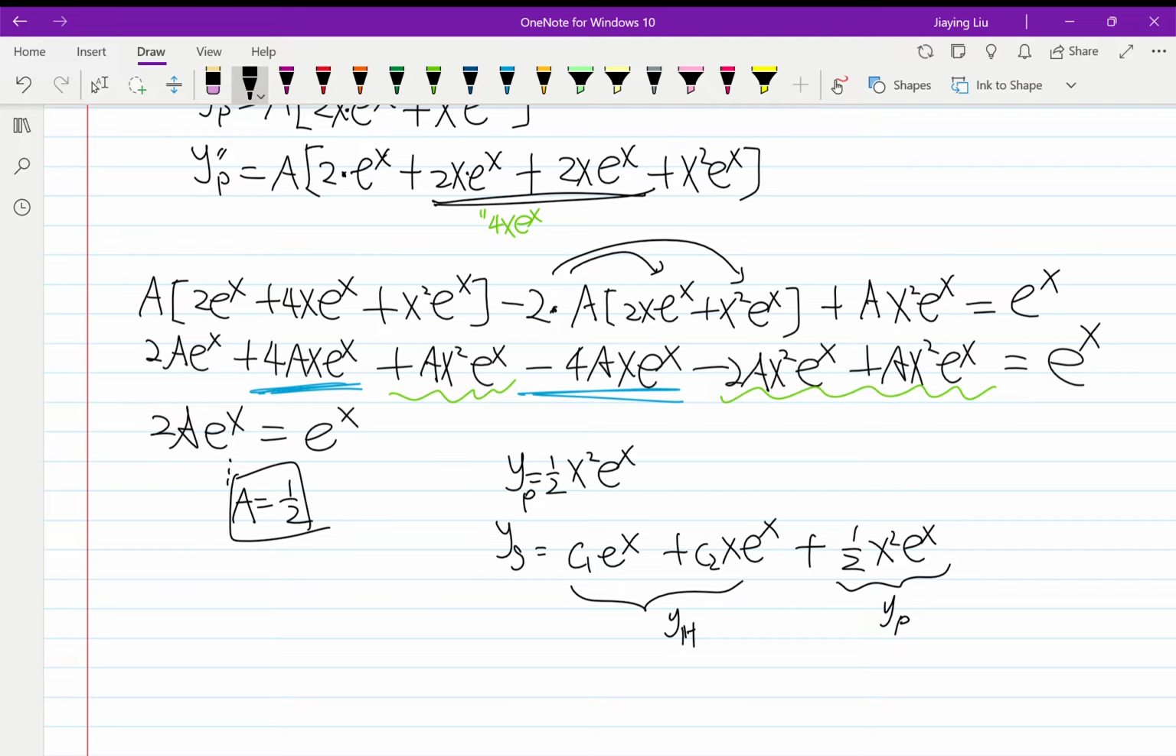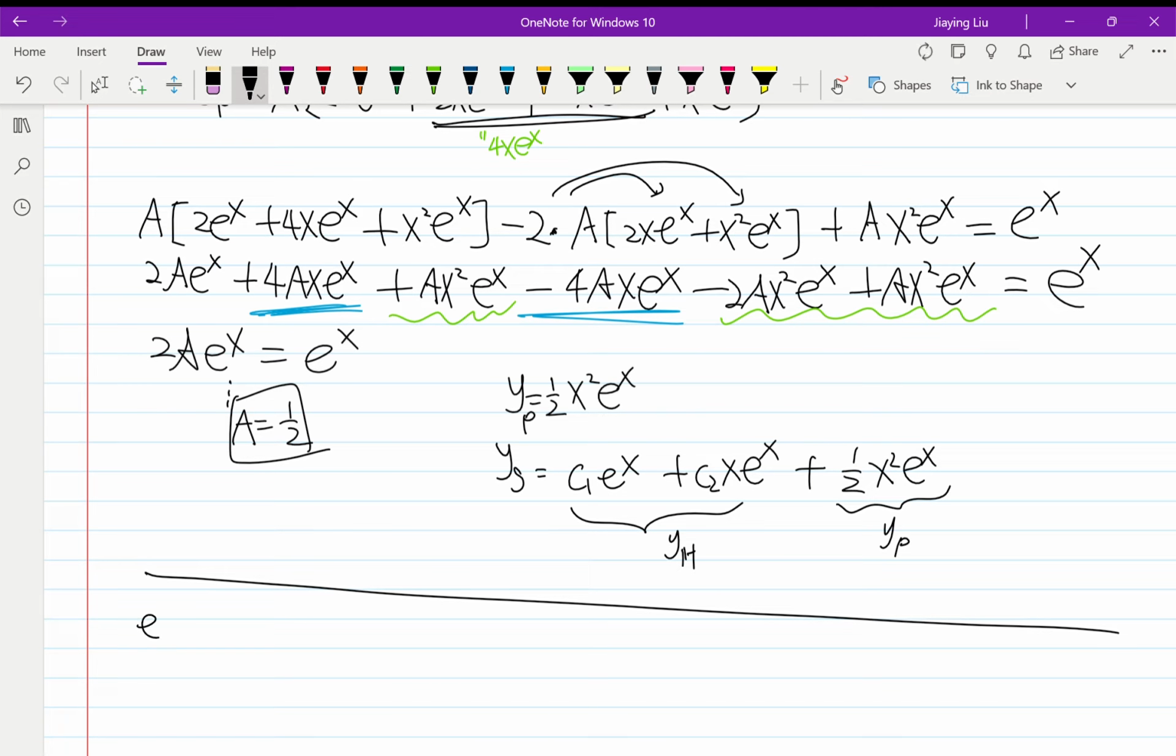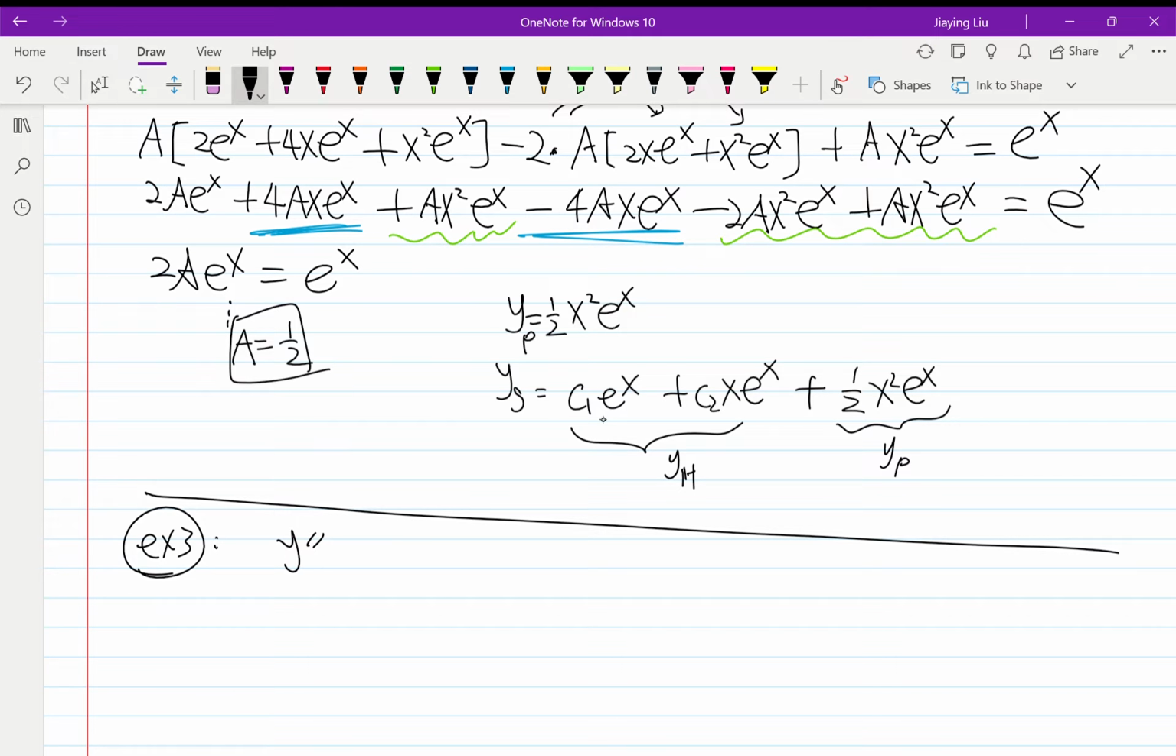Any questions about this example? Again, this example is similar to the first one. Basically, when you guess the particular solution, always check to make sure it's not matching with the terms in the homogeneous solution. If it is, just keep multiplying by x.